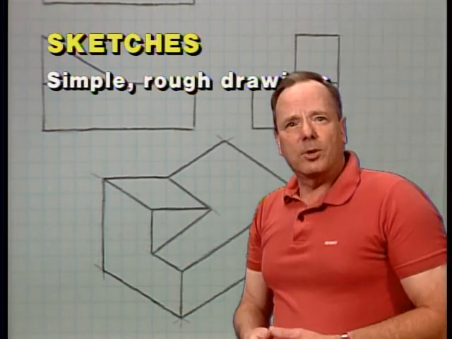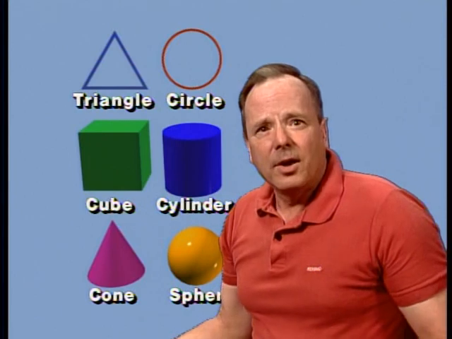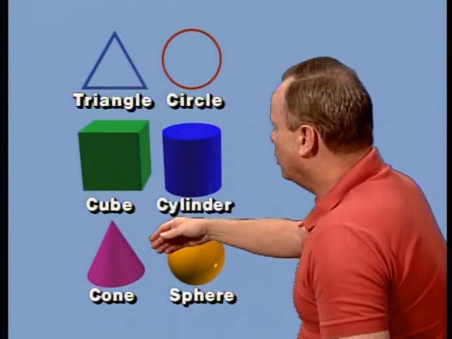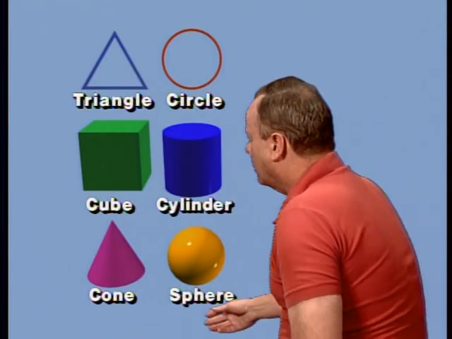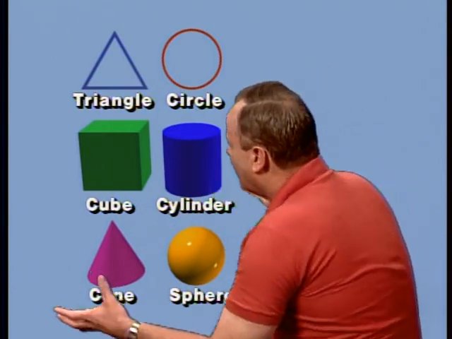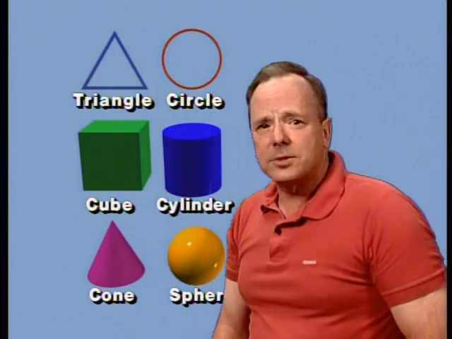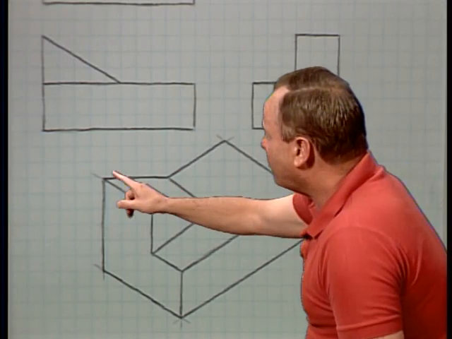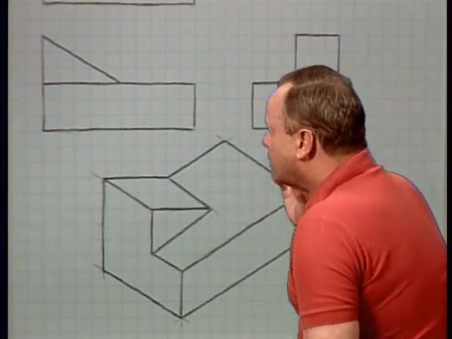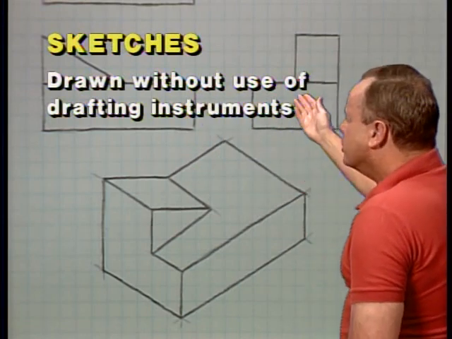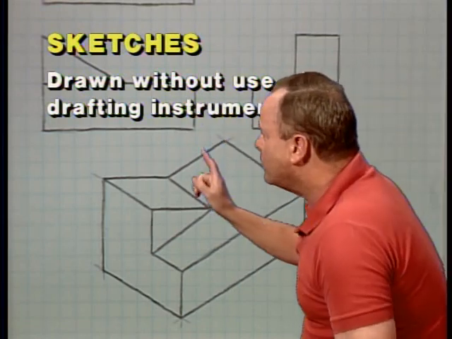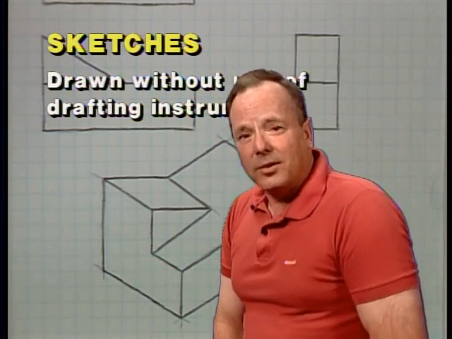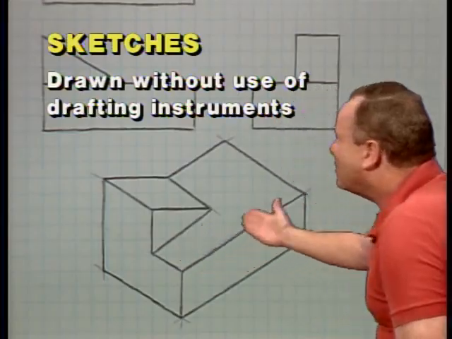Now when you're doing sketching, you're really just putting some shapes together, and one or a combination of these basic shapes, a triangle or a circle or a cube or a cylinder or a cone or a sphere, will make a sketch, and that's just about all there is to it. Now, how do you do sketches? Well, I'll tell you the way you do sketches. You cheat. You use graph paper because these are hand drawings. So sketches are drawn without the use of any drafting instruments. You just do them by hand, and it makes it a lot simpler. So the best way to make a sketch, use this graph paper and cheat.